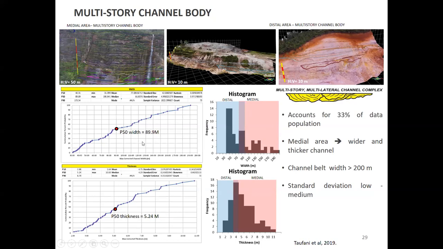We also predict that the channel belt might be over 200 meters wide. It is associated with the maximum channel width that we collected in this outcrop. The standard deviation is slightly low, indicating the data is quite dense here.